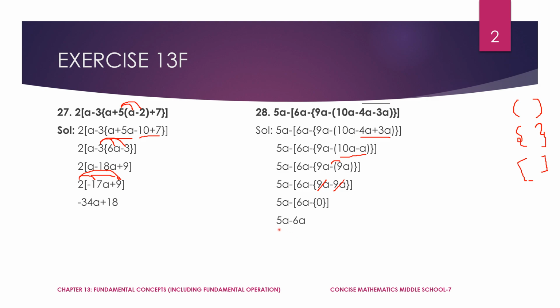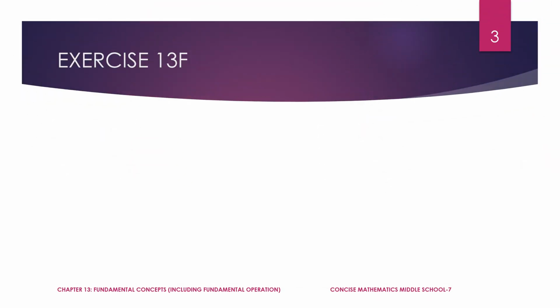One has a positive sign, the other has a negative sign, so just put the bigger number's sign and subtract. So minus a will be the answer. I hope you understood this. Let's move on to the 29th one. Even here it's the same.